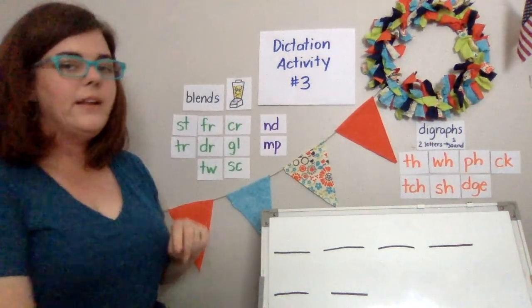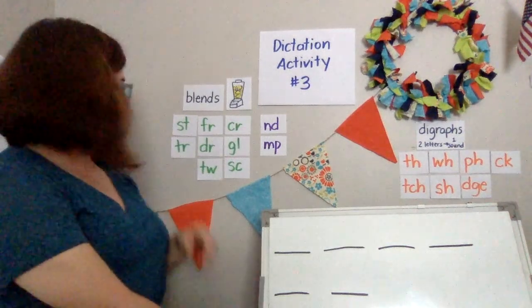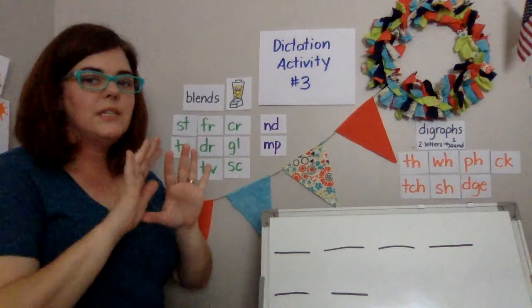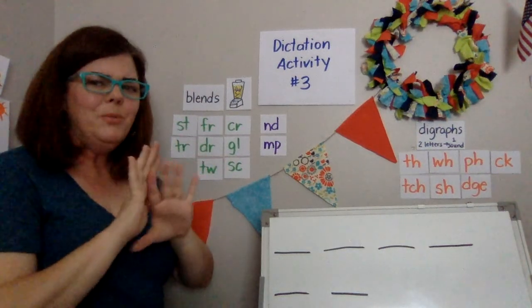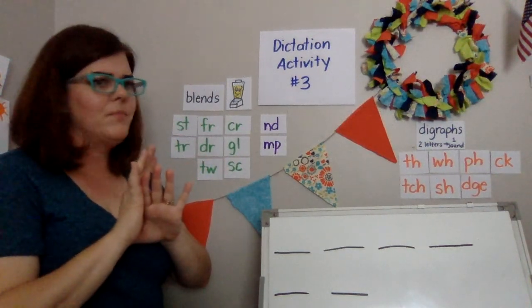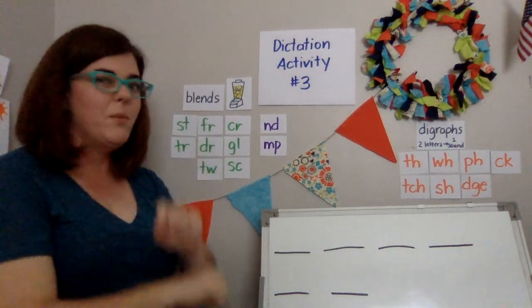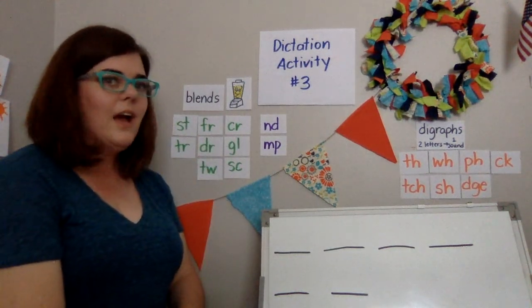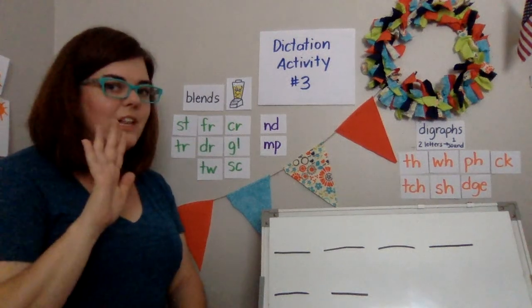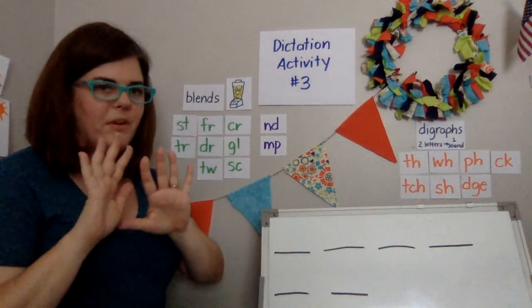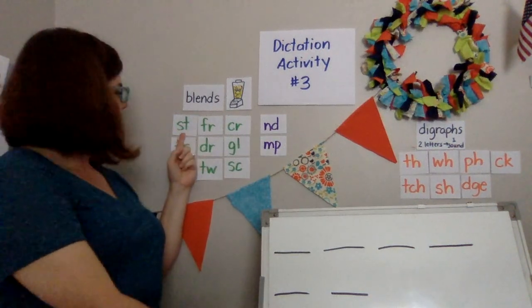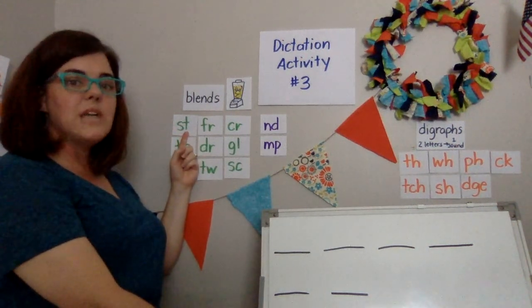I also added a couple of blends. Remember, a blend is when you have multiple letters together that you hear just a little bit of that sound to make they are blended together. Remember my example from activity 2 of the strawberry milkshake? I always taste a little bit of the vanilla ice cream and a little bit of the strawberries, and they're blended together. So I added st as in step or stop.